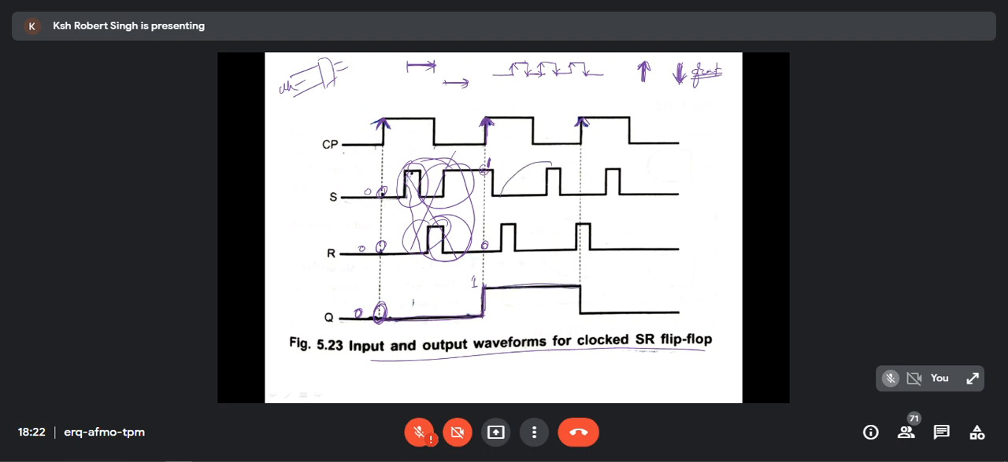That means it doesn't bother about whatever changes have occurred in the input. The next positive edge comes here. At this time, what is S? S is 0, R is 1. That means R is 1 and S is 0, which means reset. The output will now become reset. It will go down, reset. So that is the difference between clock and without clock.